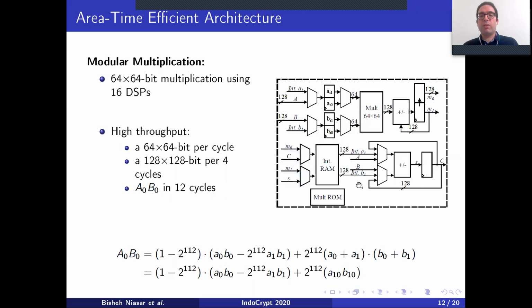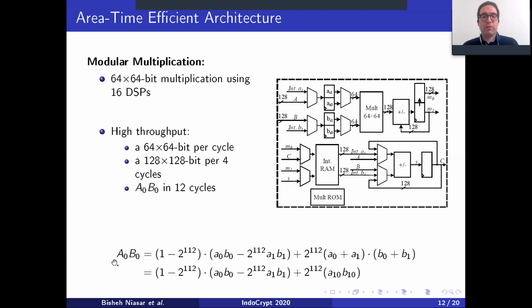As you see, we use a 64 by 64 multiplication, which is fully pipelined. Therefore, the throughput is one output per cycle. Hence, a 128 by 128 bit multiplication can be performed in 4 cycles, and the result can be accumulated by this circuit here.